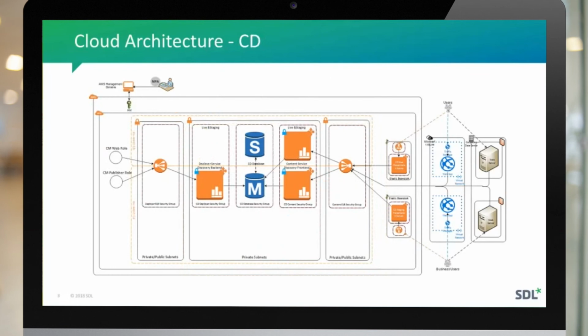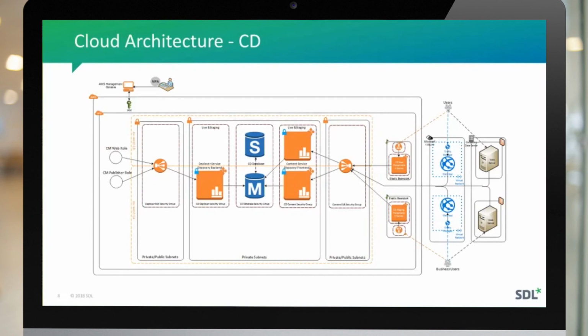This is the architecture for the content delivery side. As you can see, it is a bit more expanded. In our cloud offering, we offer two topology types, live and staging. And as you can see, there are two roles. One is the deployer role, and the other is the content role. Again, these are a set of scaling servers. The publisher side of the CM actually talks to the deployer via the load balancer.